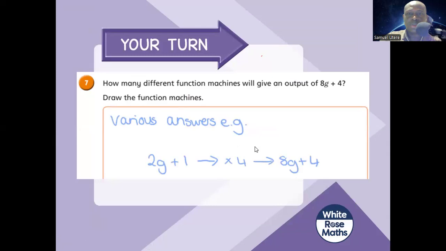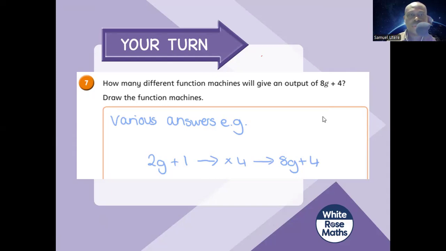Here is the answer to question 7. So we can have different function machines. Okay. They're asking how many different function machines will give this output, 4G plus 4. Okay. There are different function machines. Let's just, here is another one.